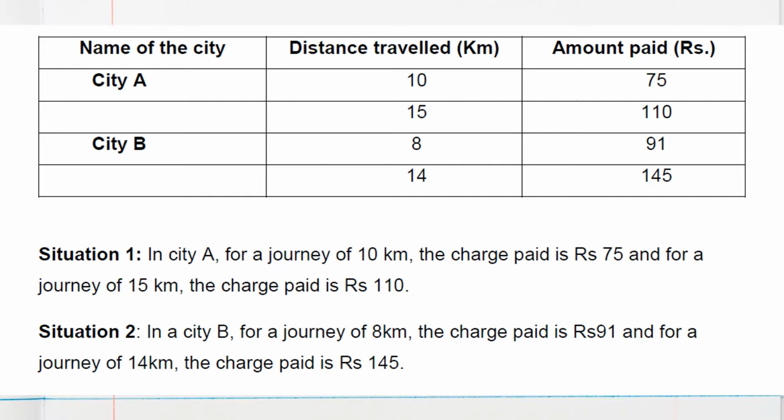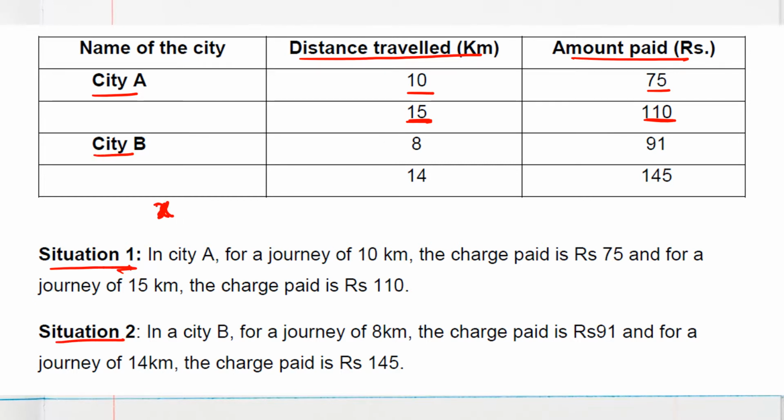Situation 1. In city A, we can see distance traveled 10 kilometers, amount paid 75. And if distance traveled is 15 kilometers, amount paid is 110. Okay, this is our situation 1. And situation 2 is in city B. Means fixed charge is there.